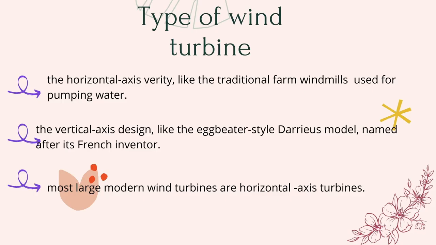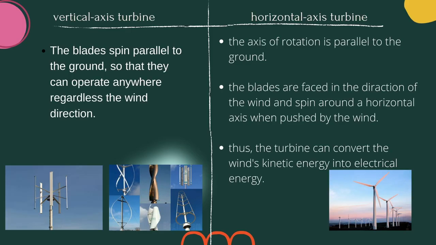There are two types of wind turbine: the horizontal axis and the vertical axis. The horizontal axis is like the traditional farm windmills used for pumping water. The vertical axis design is like the egg-beater style Darrieus model, named after its French inventor. The most large modern wind turbines are horizontal axis turbines.